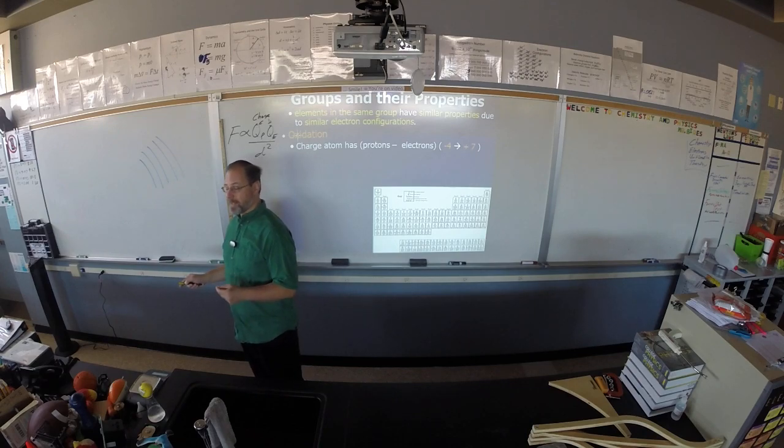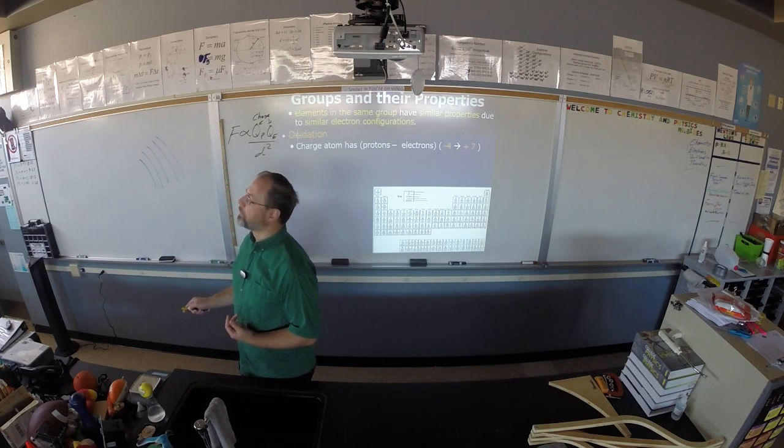Because it gains an electron, it becomes -1. Oxygen has to gain 2. The stable ion in oxygen's group is -2. Nitrogen has 5 valence electrons. What does nitrogen want to do? Gain 3. So if nitrogen gains 3, it has a charge of -3.